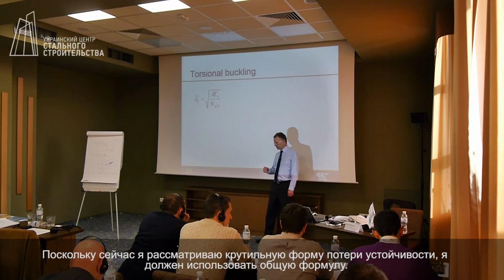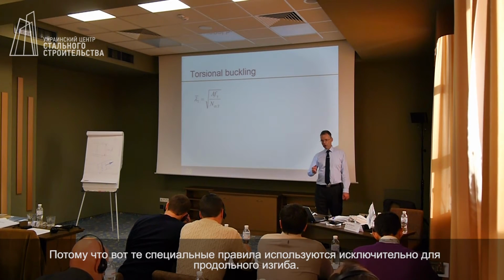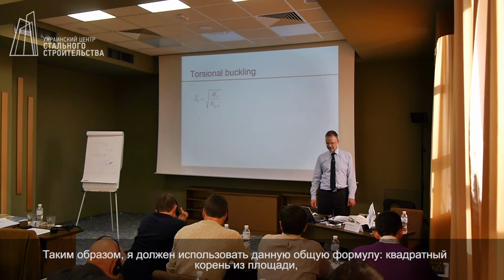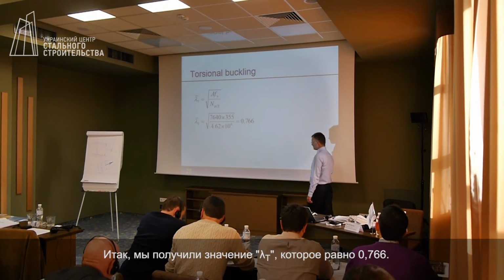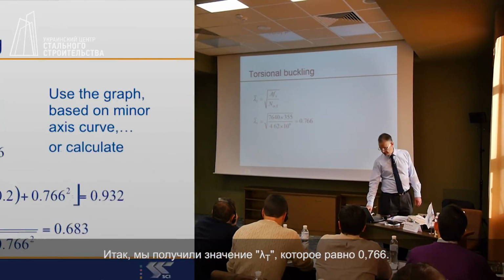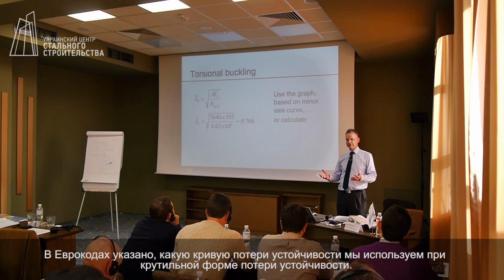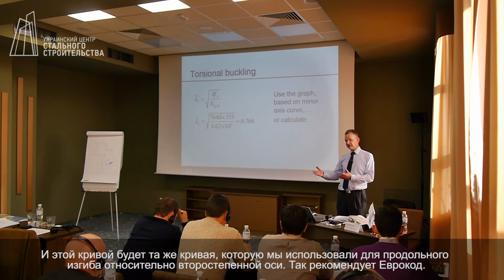Because now I am considering torsional buckling, I have to use the general expression, because that special rule was only for flexural buckling. So I must use the general expression, the root of area times yield divided by N crit. So here we go, and the value for lambda bar is 0.766. And then the Eurocode says for torsional buckling, which curve do we use? And the curve we use is the curve that we use for minor axis flexural buckling. That's what the Eurocode says.